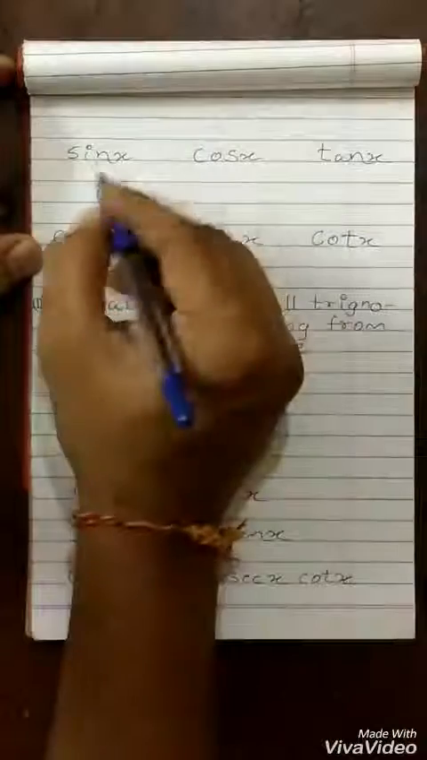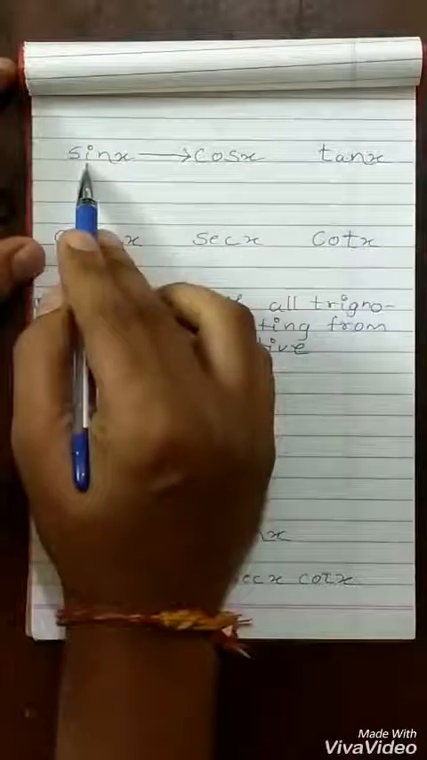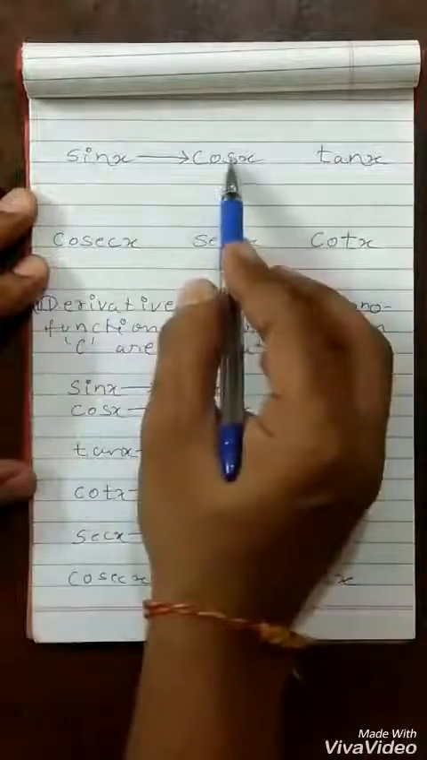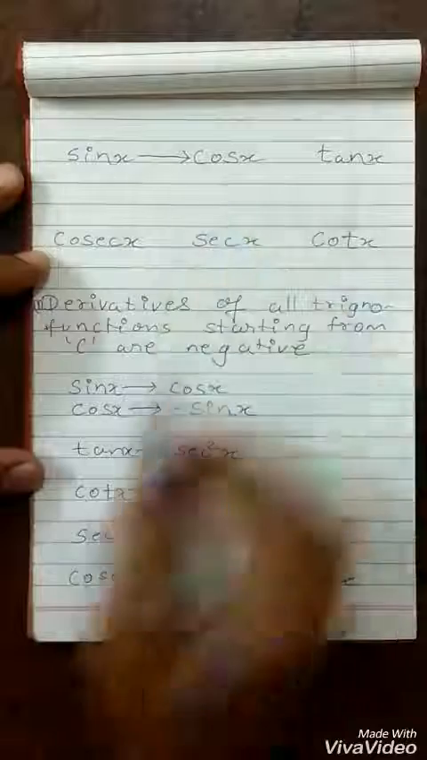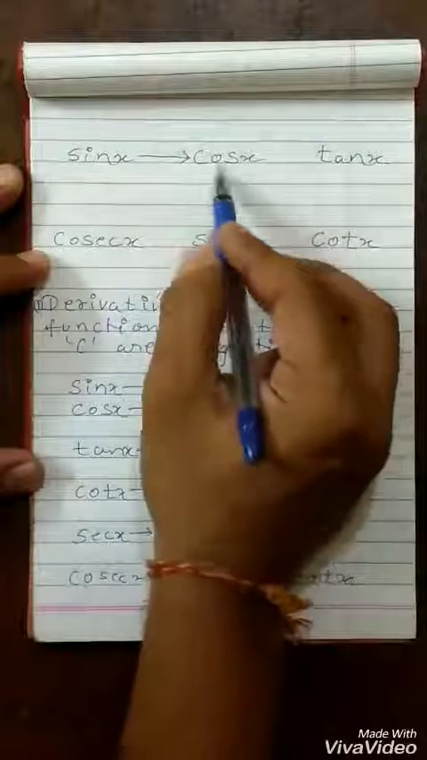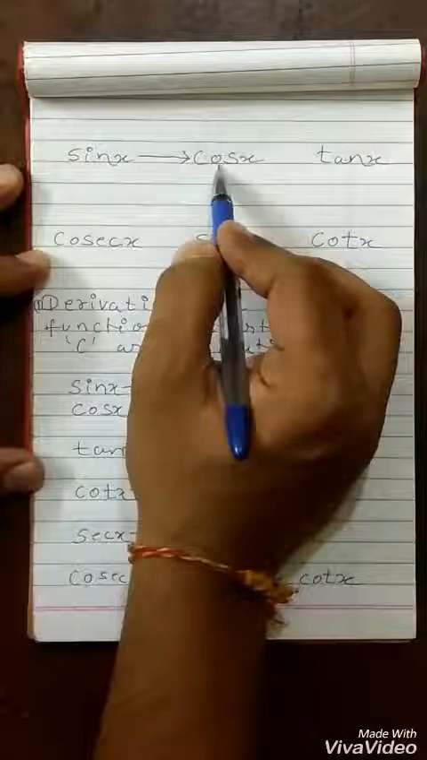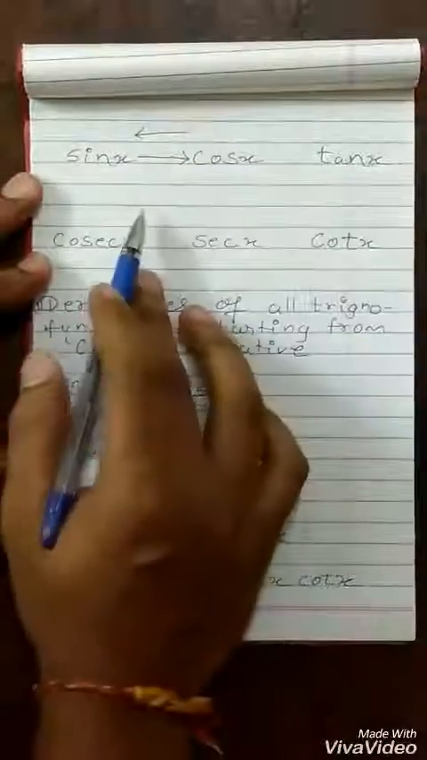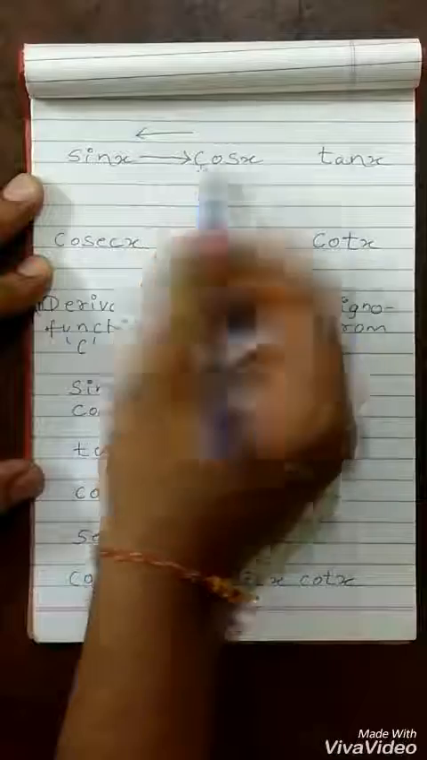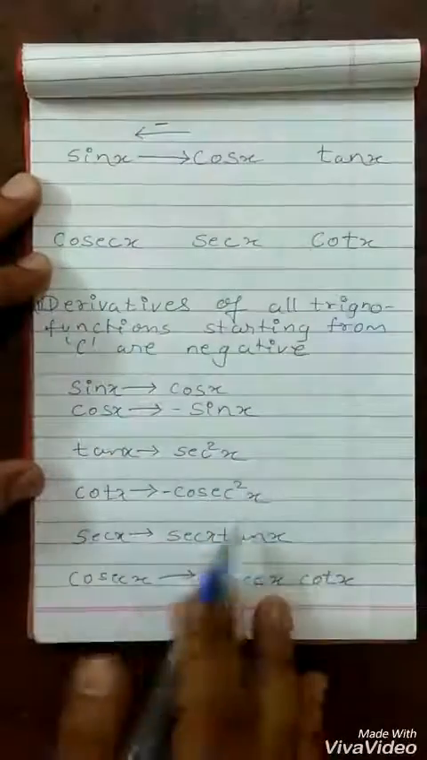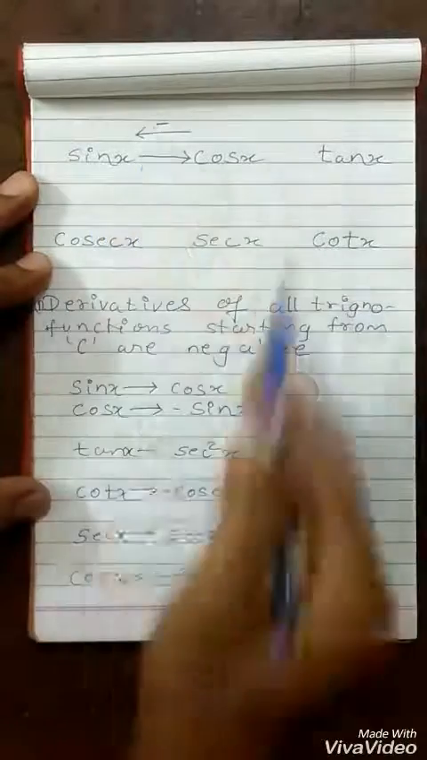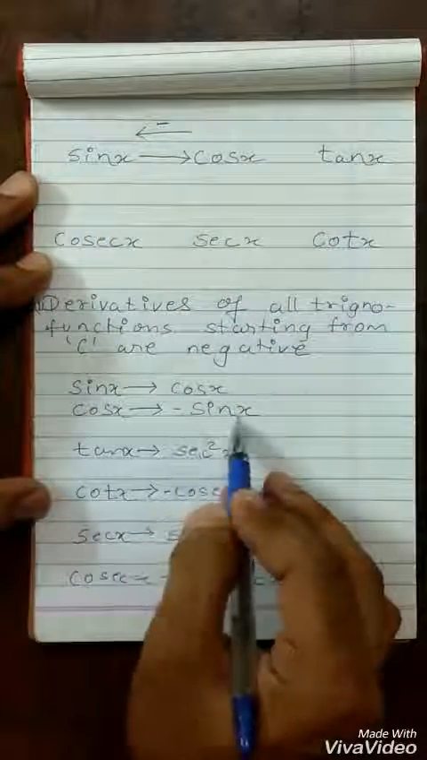So first, remember the derivative of sin x is cos x. So sin x goes to the right side, that is cos x. So the derivative of sin x is cos x. Next, sin x, cos x. The derivative of cos x. What cos x does is it goes back to sin x. But it starts with c, so I give it a minus sign. So the derivative of cos x becomes sin x with a negative sign. That is, cos x becomes minus sin x.